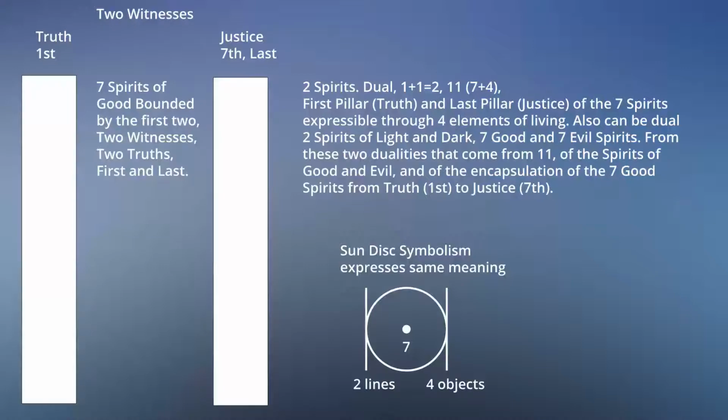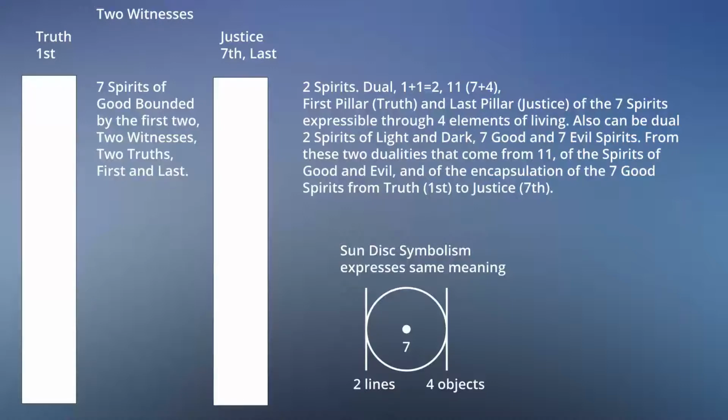So we have the two spirits, dual, so we have 1 plus 1 equals 2, and a 1 and a 1 makes 11, and another way to get 11 is 7 plus 4. As I've mentioned, with Amun-Ra's headdress of 7 feathers and 4 rows of 7 feathers, 7 and 4. So the first pillar is truth, and the last pillar, justice, of the 7 spirits expressible through 4 elements of living. It also can be dual, two spirits of light and dark, of 7 good and 7 evil spirits, which gives you 14.